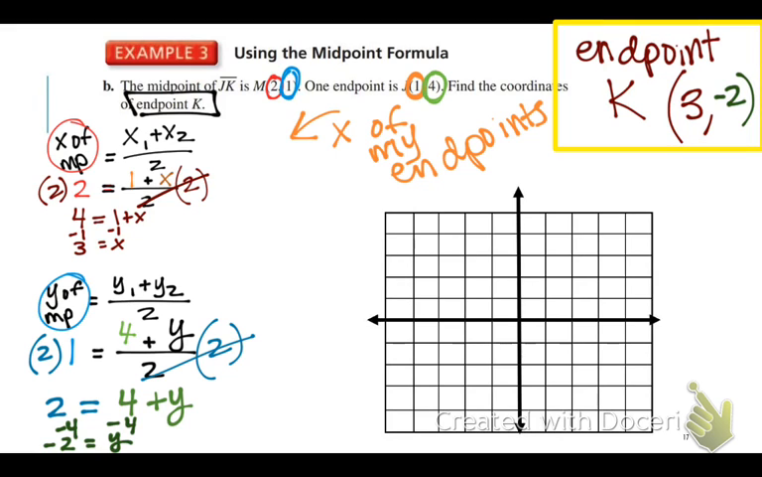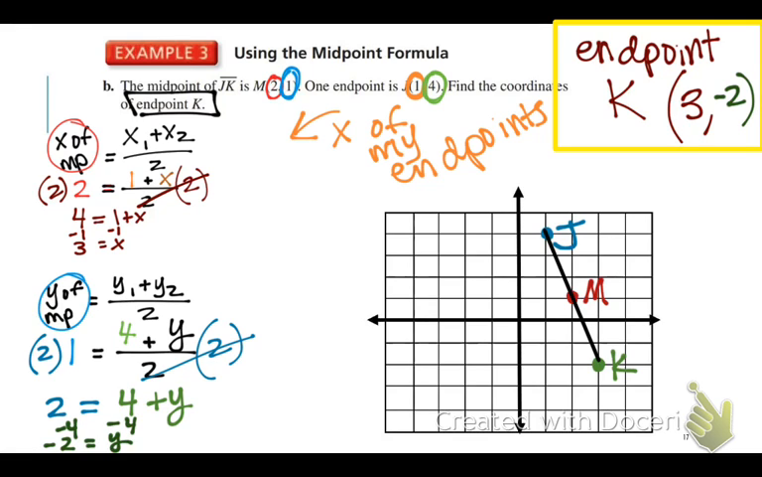We're going to graph it to show it. So we're going to graph each of our points. My midpoint was (2, 1). My endpoint was (1, 4). What did we call this endpoint? J. And then my endpoint K, what is it? (3, -2). Does it connect to make a perfectly straight line? Yes. Is M in the center? Yes. So you won't graph every time. This is just to visually show you.